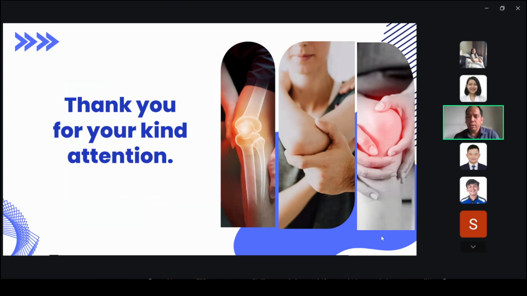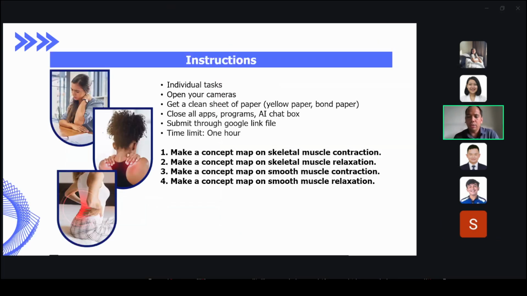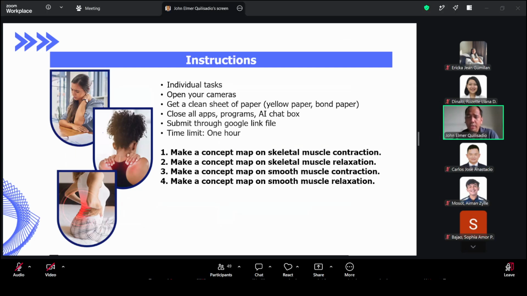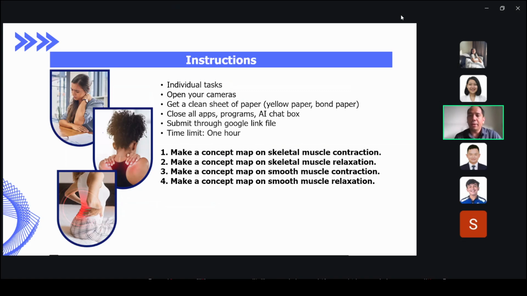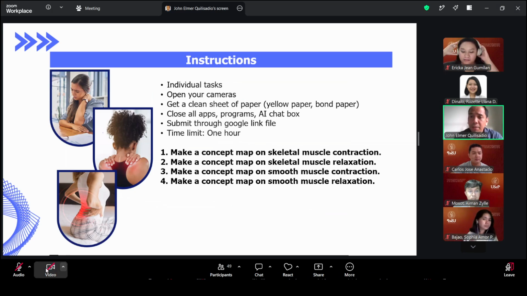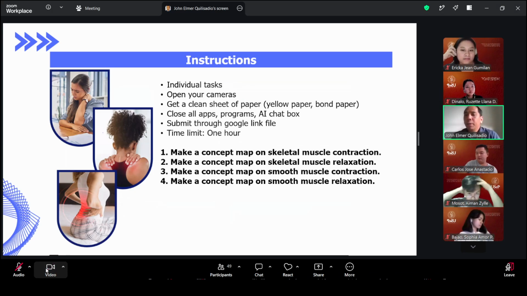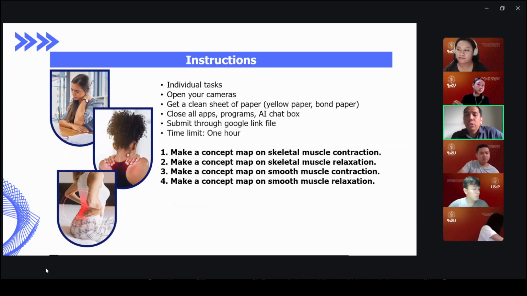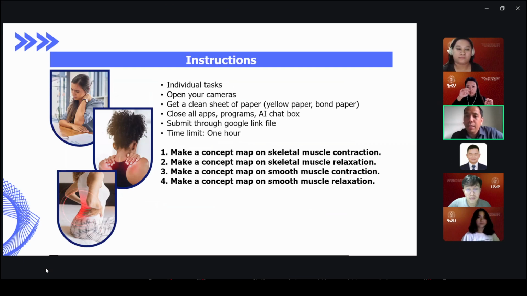Because your instruction for your group work, I know for your individual task, no? So this is an individual task. Open your cameras because I will be looking at you, no? And then get a clean sheet of paper, yellow paper, bond paper, close all apps, programs, chat box, submit through Google link file, and time limit only 1 hour, no?